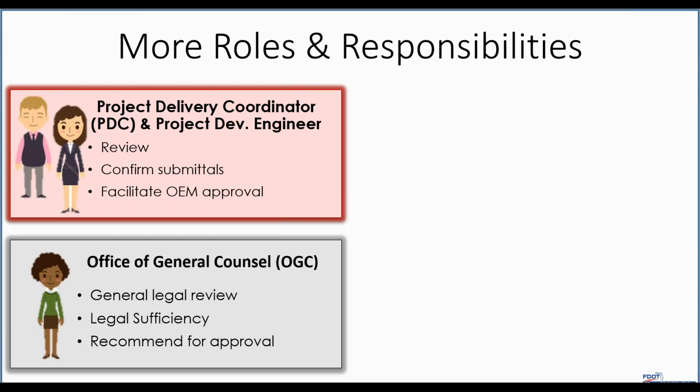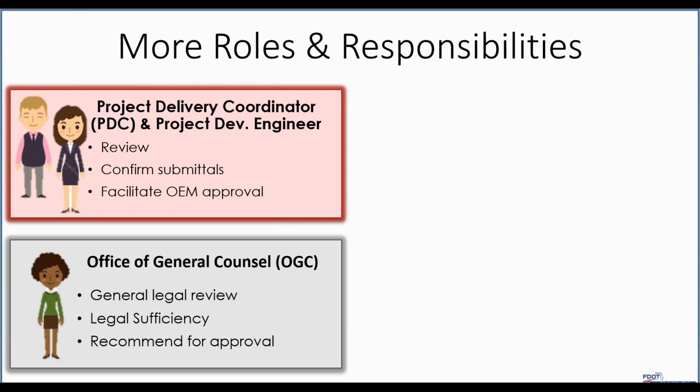EISs fall into the legal sufficiency category, which I'll get to next. But when you're in a general legal review, the Office of General Counsel will adhere to the same timelines as the project delivery coordinator and the rest of the OEM staff in terms of the review time. However, if legal sufficiency is required, and this is only required on EISs and projects with an individual 4F, there is a separate time for legal to review those documents outside of the OEM review time.